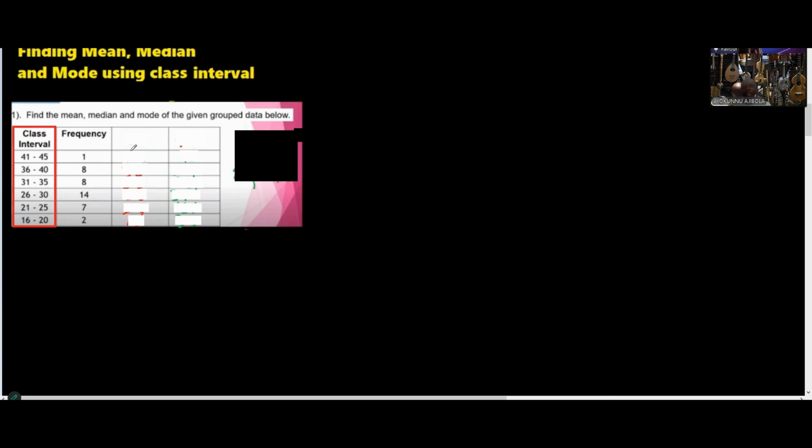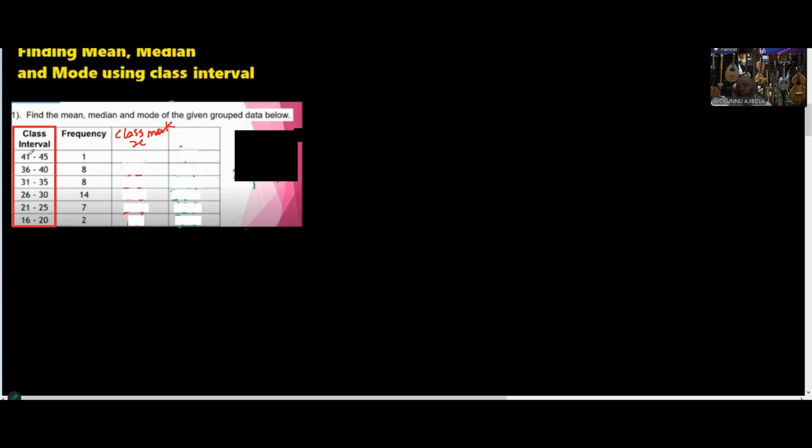But how do we now find the mean of this? The question here is how do we find the mean? To find the mean, we need the class mark, and we call it x.